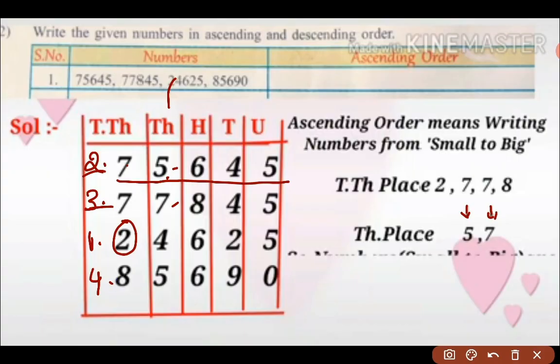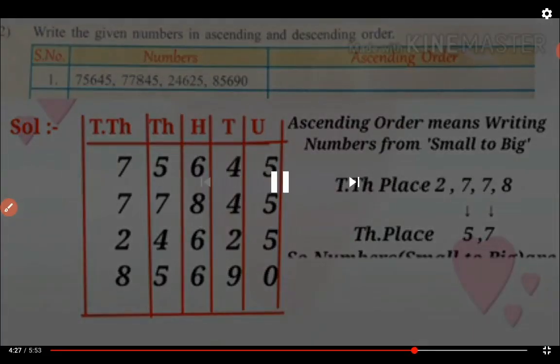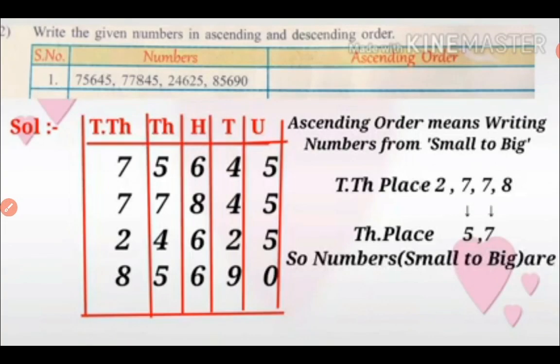So we are arranging numbers in ascending order. The first lowest number is 24,625, the second lower number is 75,645, then the third is 77,845, and 85,690 is the biggest number among them. So in this way you are going to arrange the numbers from small to big.